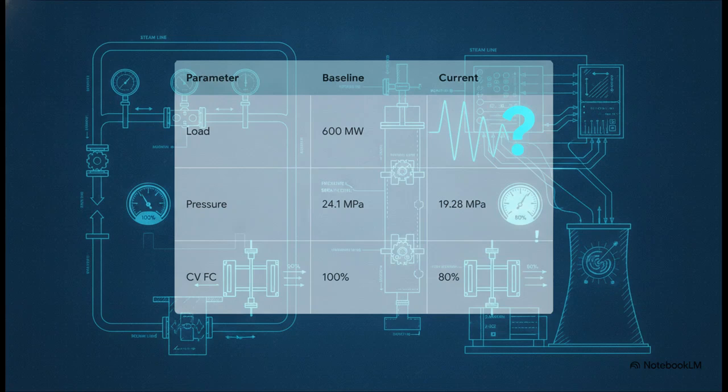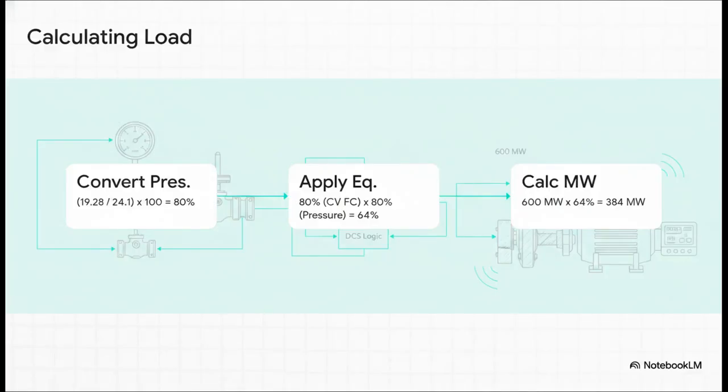We've lost our load value on the screen. What we do know is that our main steam pressure has dropped to 19.28 megapascals, and our control valves are sitting at 80% capacity. So, how much power are we actually making right now? Let's build this step by step, tracing the exact logic your distributed control system runs every single millisecond.